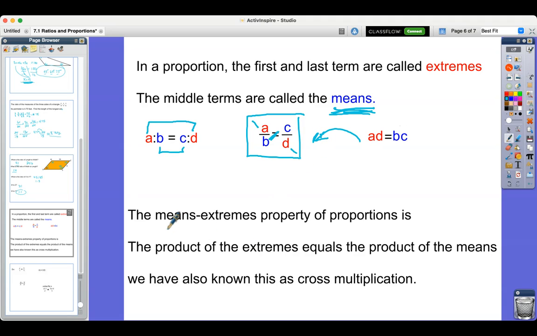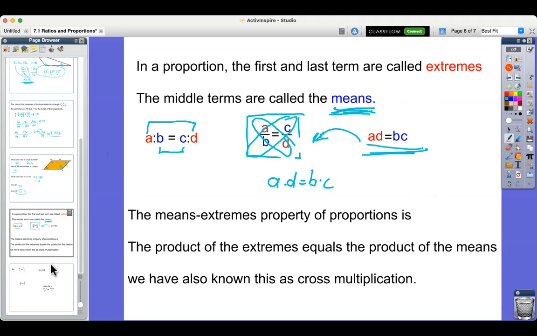Now, the mean extreme property is pretty much what we do in math before we cross multiply. Let's say you have an unknown. When we cross multiply, we multiply these two and say they're equal to these two. The extremes equal the means in this case. So the extreme mean property says if you multiply the first and last one, that should equal the two middle terms multiplied. So A times D equals B times C.